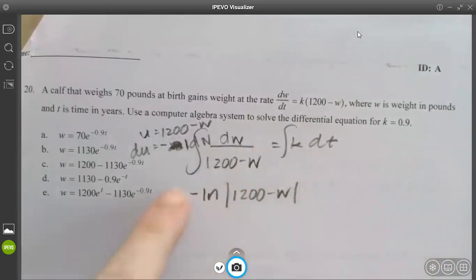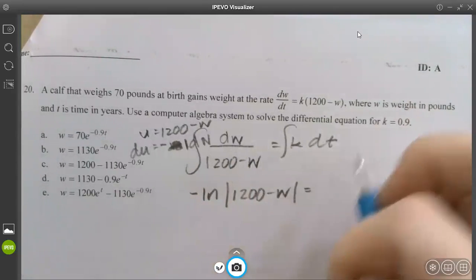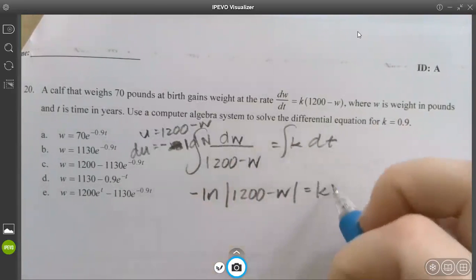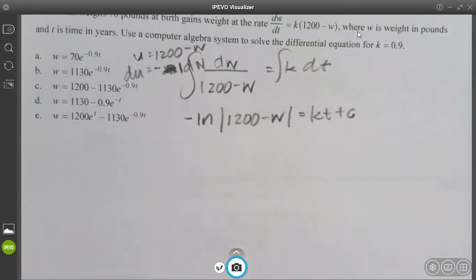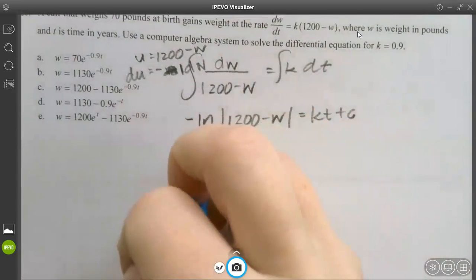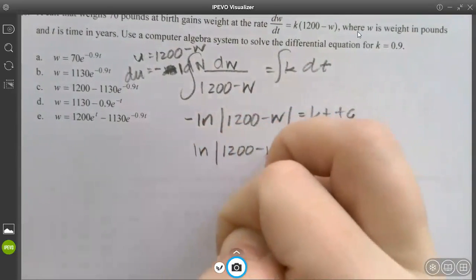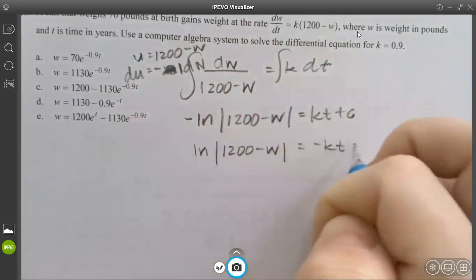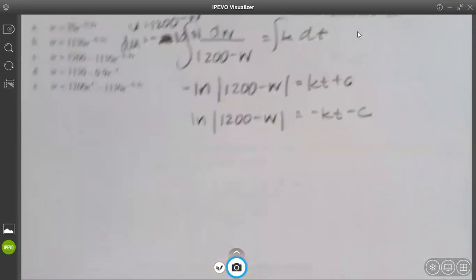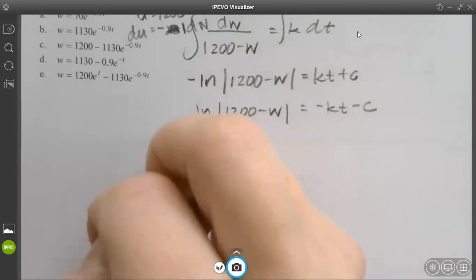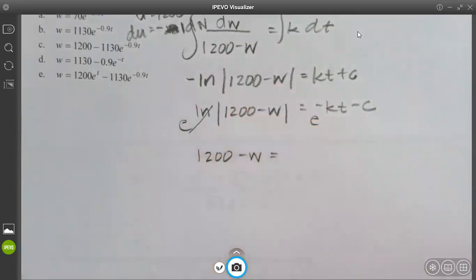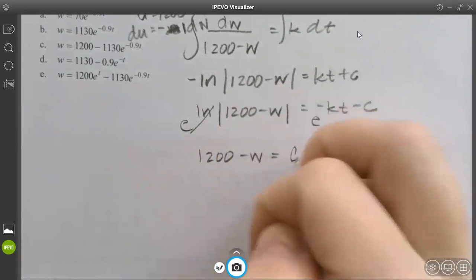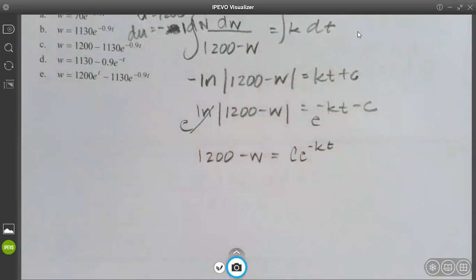So again, if it's like this, it'll just be a negative. Equals what? kt plus c. Notice it's still the same formula, guys. Divide by the negative 1, you get ln absolute value of 1200 minus w equals negative kt minus c. How do I solve? So I get 1200 minus w equals e to the negative kt minus c. What do I do now?